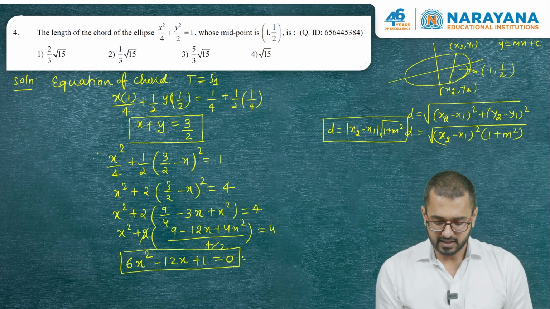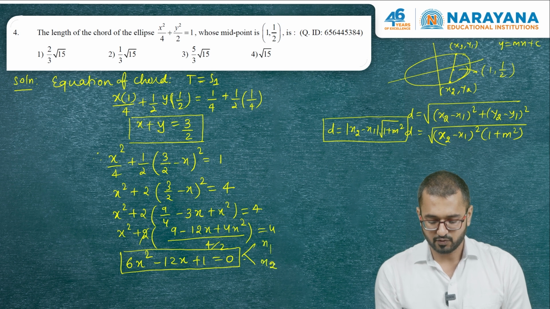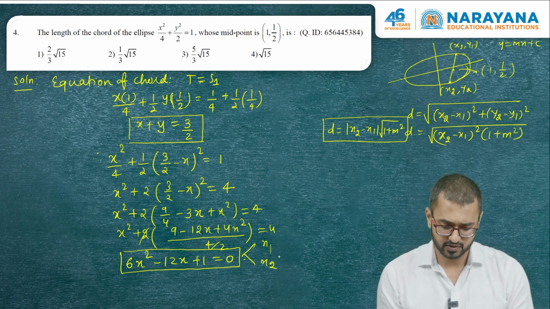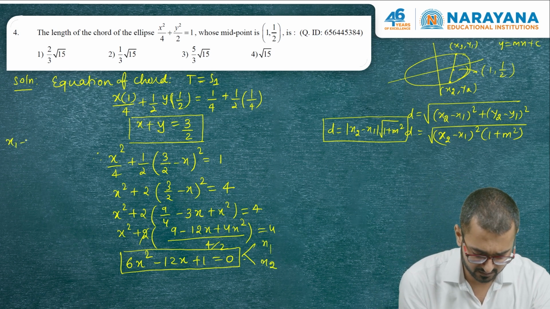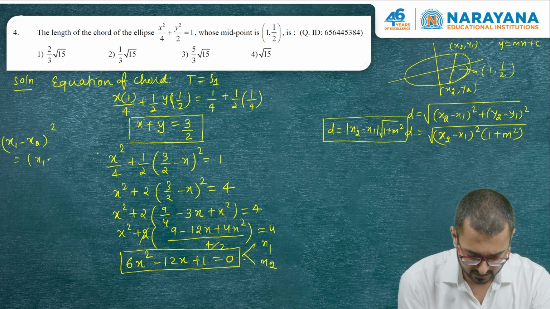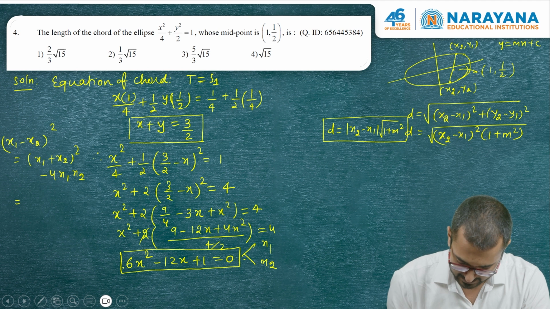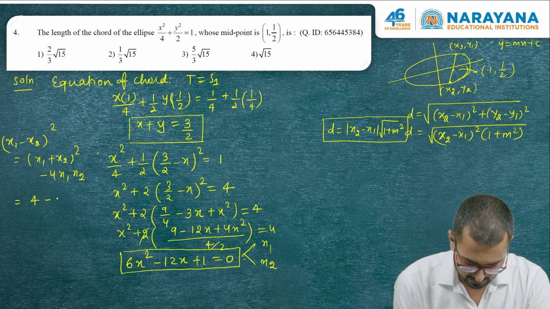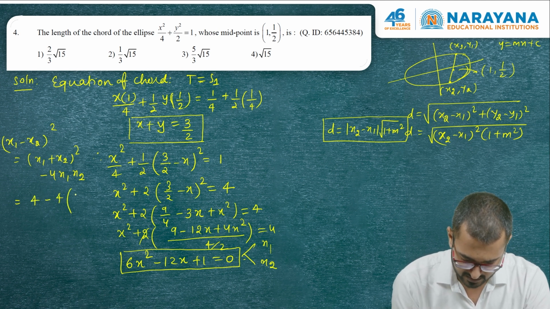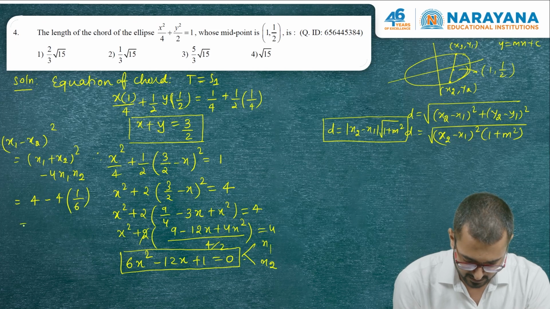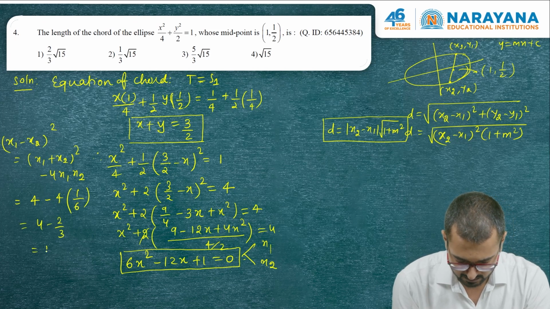I want to find out the difference of roots. It will have two roots, say x1 and x2. So the difference of roots I will write down here: x1 minus x2 the whole square will be equal to (x1 plus x2) square minus 4 times x1 x2. Sum of the roots is 12 over 6, which is 2, so 4, and then minus 4 times the product of the roots, which is 1 over 6. So that will give me 4 minus 2 over 3, so 10 by 3.